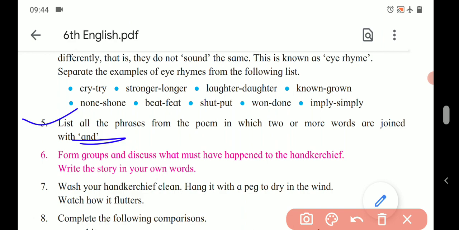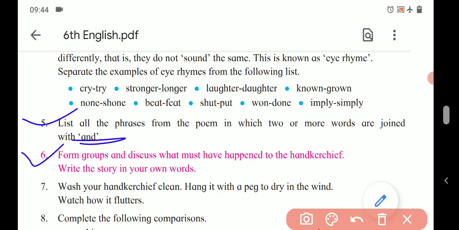So these all are the examples of the words, phrases which are joined with and. So you have to just simply make their list, and remember, the word and is a conjunction which joins two words, phrases, sentences, etc.